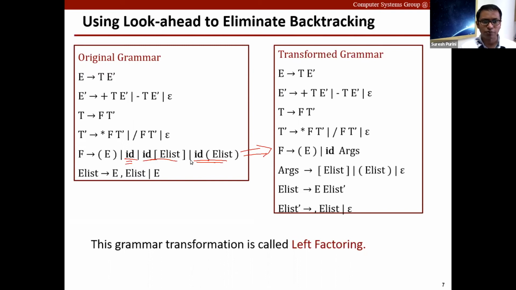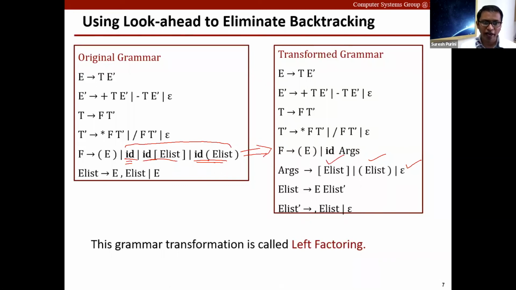The next three substitution rules, where they have a common factor, we merge into one production, that is ID followed by args. What is args? Args can be a null symbol, which leads to the simple identifier, or it can be an expression list within parentheses, which leads to a function call, or it can be an expression list within square brackets, which leads to array access.